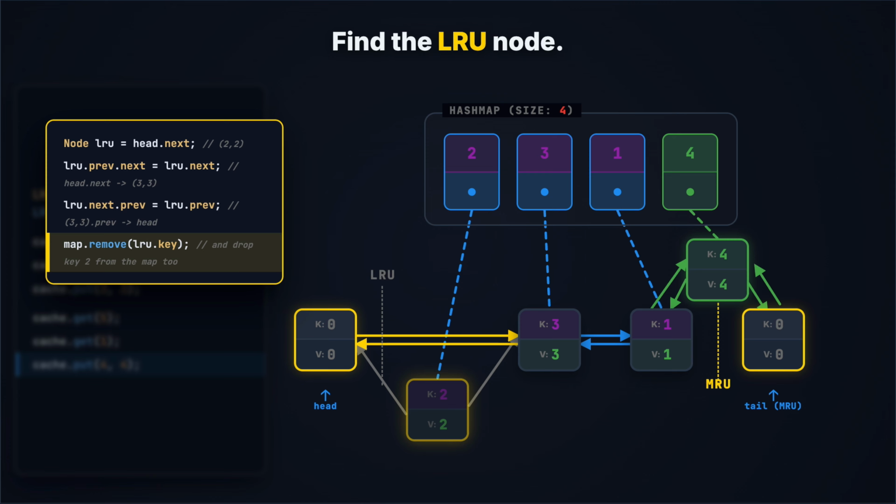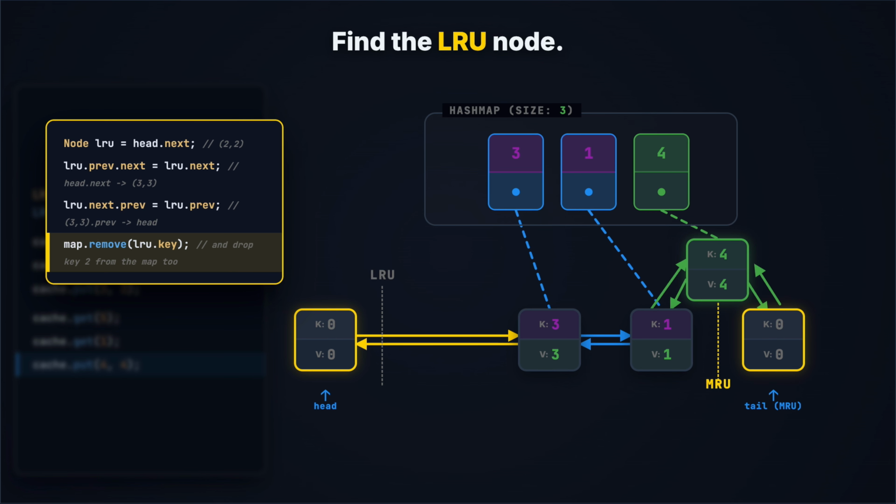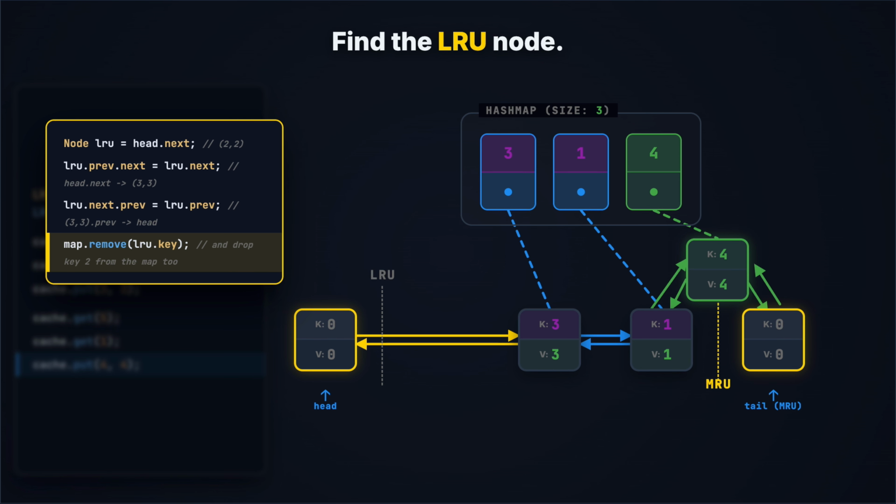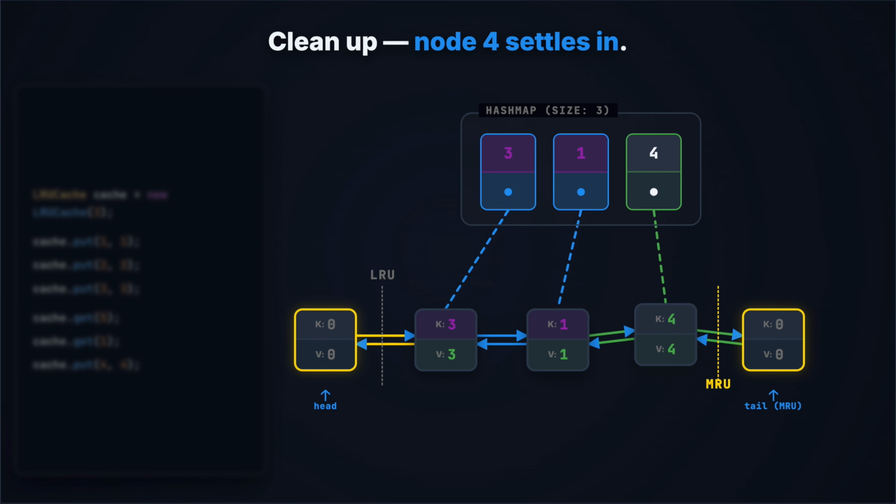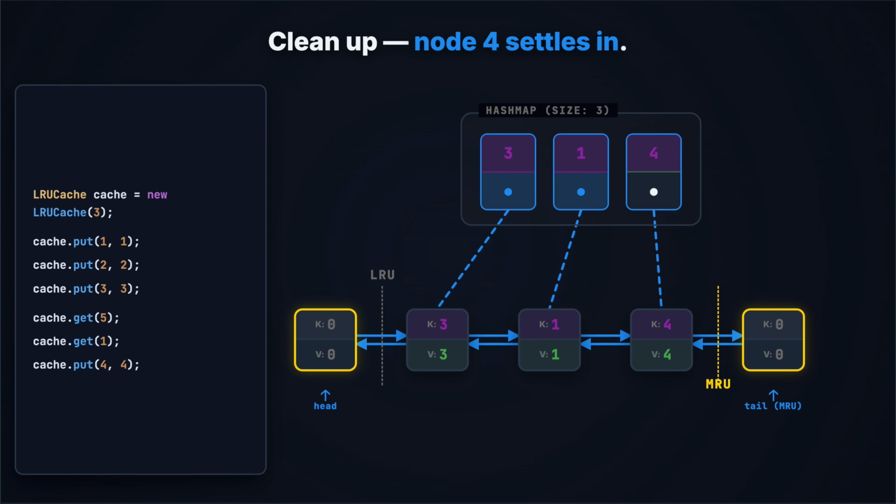And here's exactly where that key in the node trick pays off. Without storing the key inside the node, we'd have no way to know which entry to delete from the map. That's exactly why we store the key alongside the value. No memory leaks. And that's the whole pattern. Every get and put from here on plays by these same two rules.